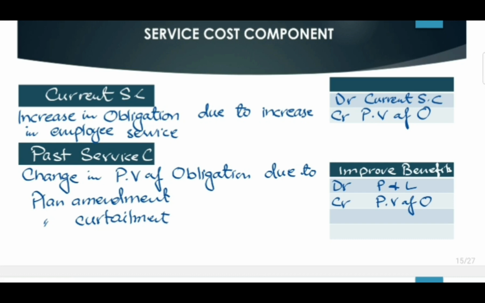So if, as a result of improved benefit from a plan amendment, the entry would be recorded as debit profit and loss and credit present value of obligation. And in case the benefit is reduced, the entry would be the contrary, meaning debit the present value of obligation and credit profit and loss.